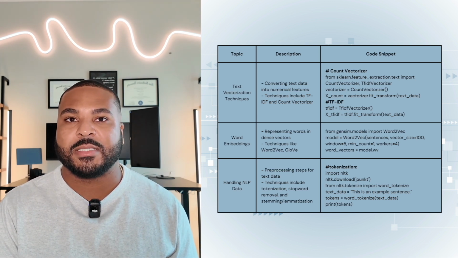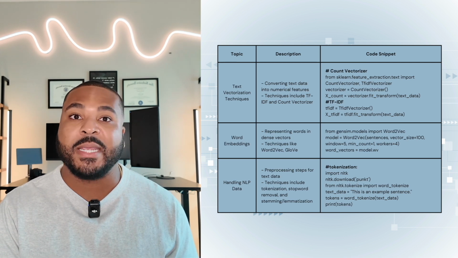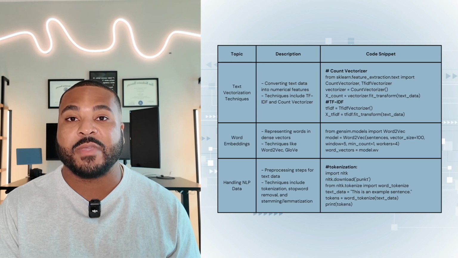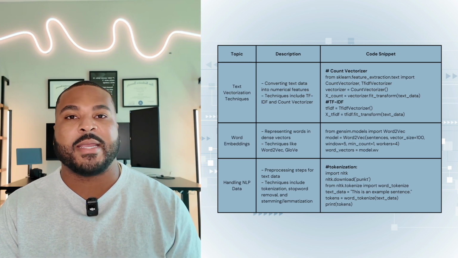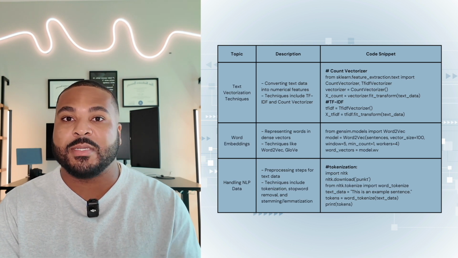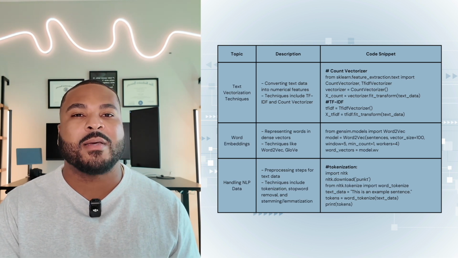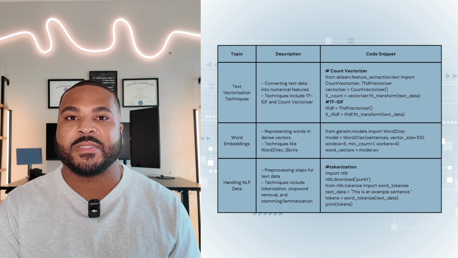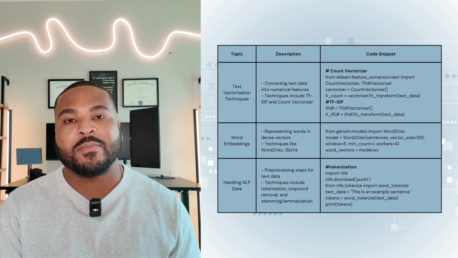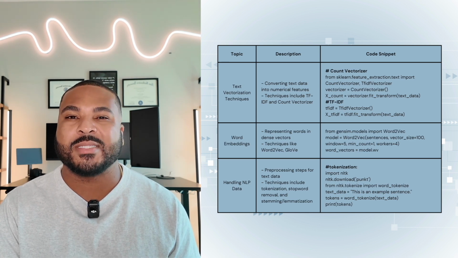So CountVectorizer just converts text into a matrix of token counts. It simply counts the number of occurrences of each word in the text. On the other hand, the TF-IDF technique not only counts the occurrences of each word, but also weighs them by the inverse frequency of the word across all documents, giving less importance to common words and more to unique ones.